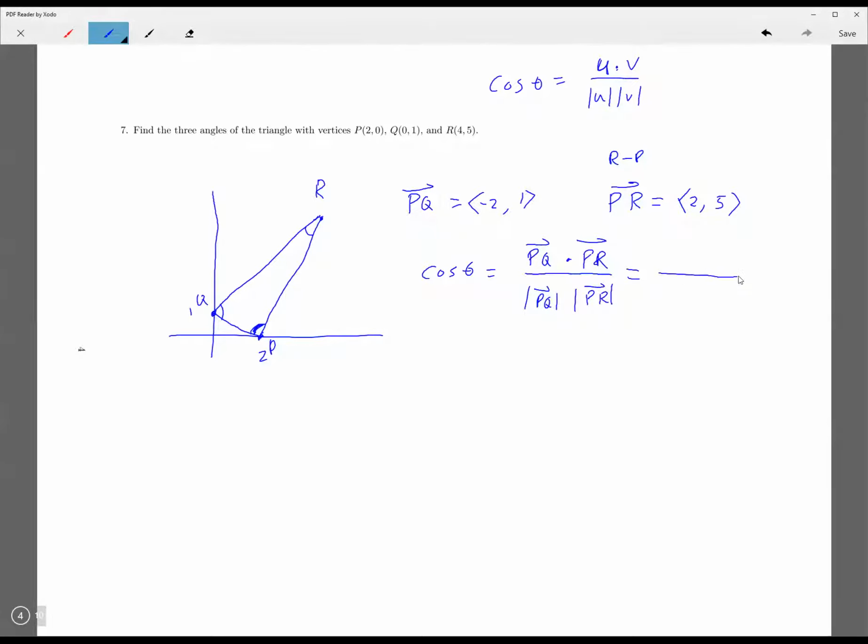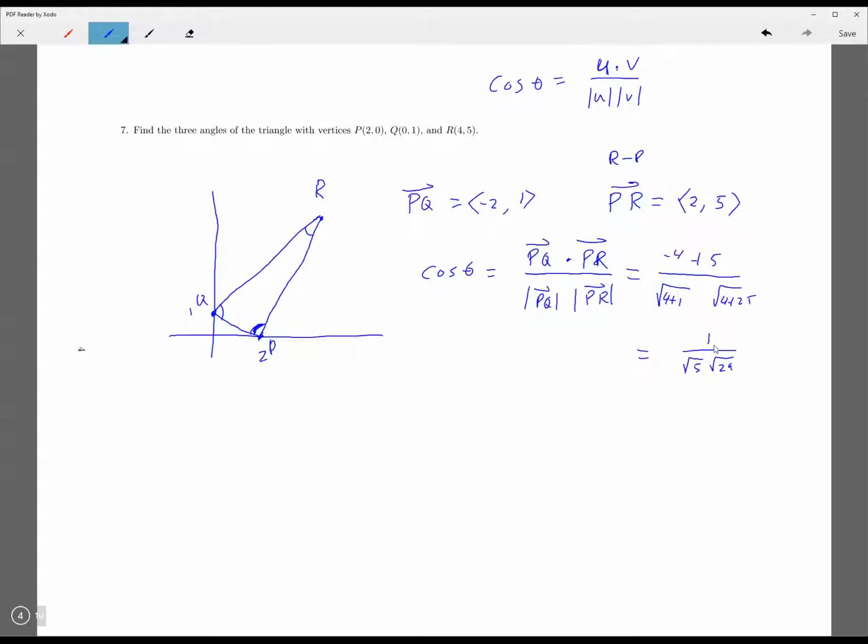Okay, so the dot product is going to be -2 times 2, that's -4, plus 1 times 5, that's 5. And then the length is going to be the square root of 4 plus 1, and this length is the square root of 4 plus 25. So that's 1 over the square root of 5 times the square root of 29. Whoa.